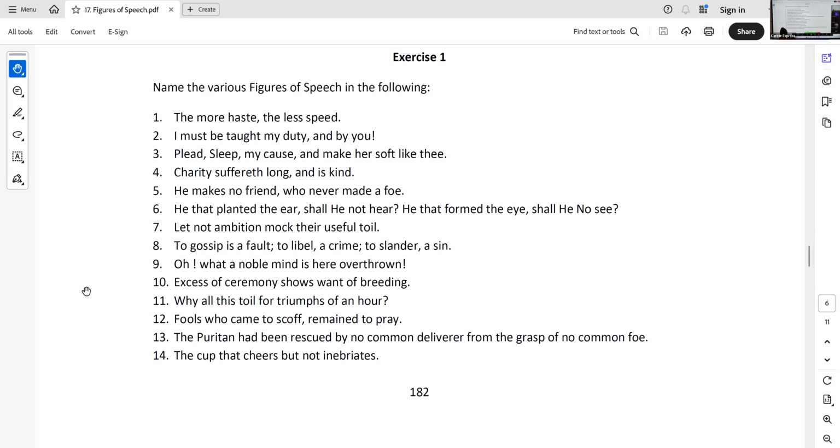Number 15. What is ironical in number 15? The answer is irony. Why is it irony? Fellows are not pretty. 16. I think oxymoron hona chahiye. Can you see? Hasten slowly. 2 words. Jaldi karo, धीरे से. है ना? We often say ना, छोटा पैकेज बड़ा धमाका. वही सब है.